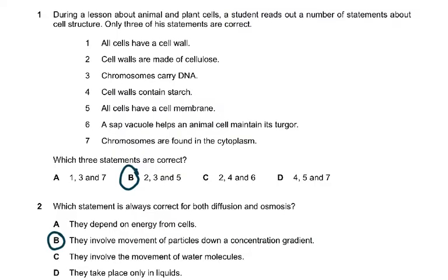Let's look at question number 1. During a lesson about animal and plant cells, the student reads out a number of statements about cell structure. Only 3 of his statements are correct. All cells have a cell wall. No, only plant cells have a cell wall, and fungus has a cell wall, and certain protoctista have a cell wall. Then cell walls are made of cellulose.